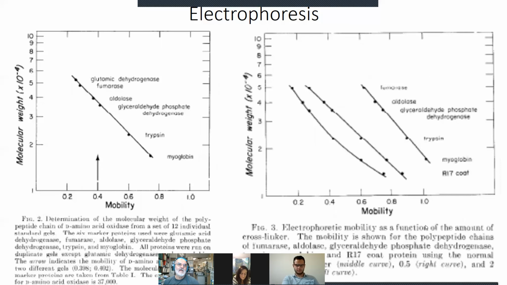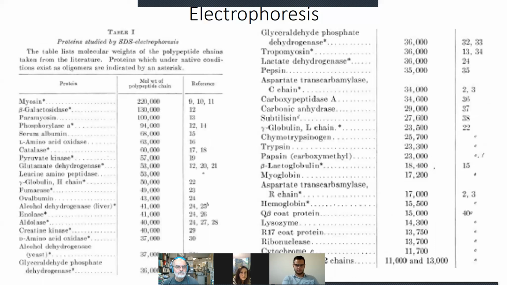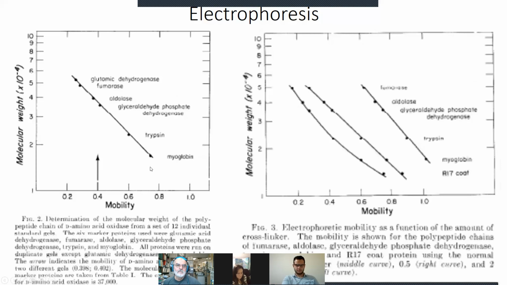And then here's an example of the plot where you plot mobility versus log molecular weight. Notice the molecular weight is running from the 16,000 for myoglobin out here to glutamic dehydrogenase, which must be at approximately 54,000. Glutamic dehydrogenase, 53,000. And it's linear.